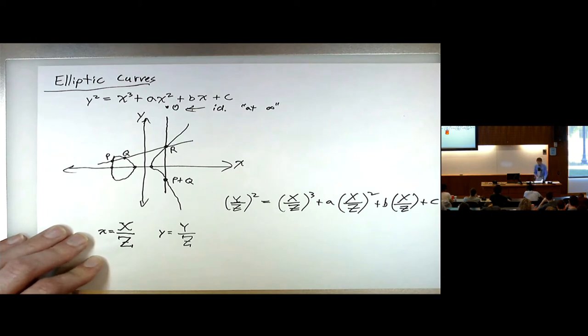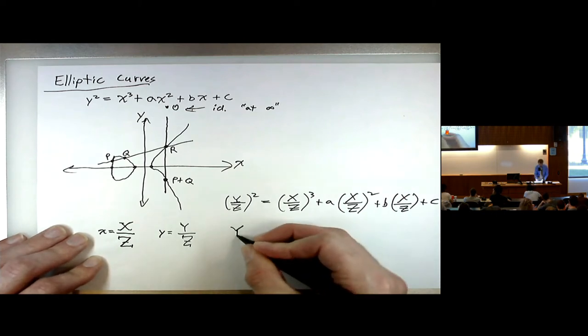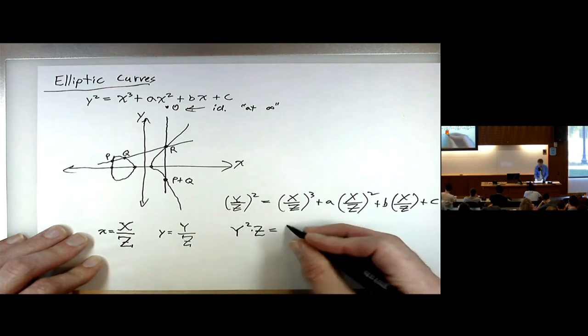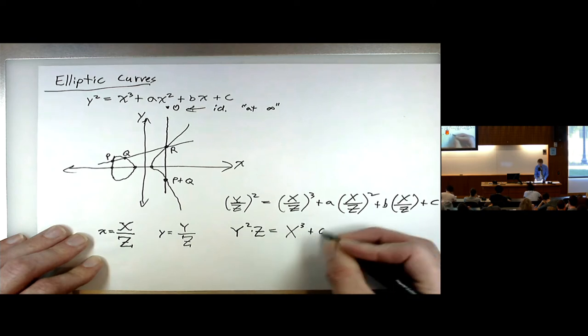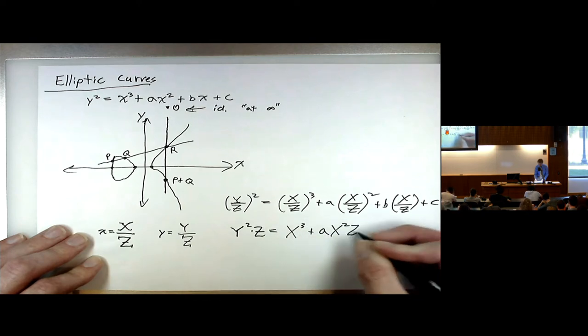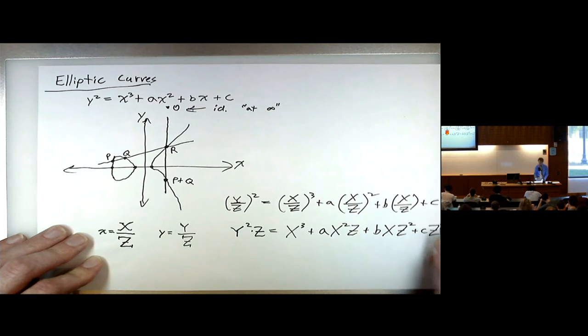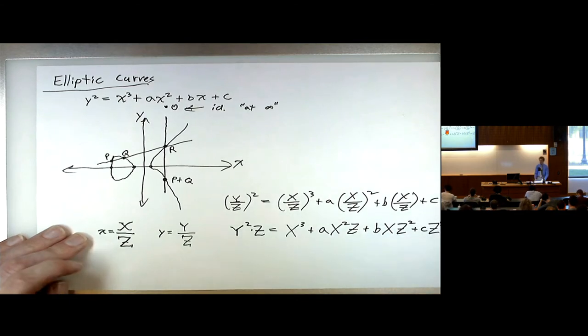And so then if I multiply through by z cubed, then I get y squared times z on this side, and then x cubed plus a x squared z plus b x z squared plus c z cubed. So what we're getting at is the concept of projective geometry here. This is called a projectivization. The original equation is called an affine equation. This is called a projective equation.